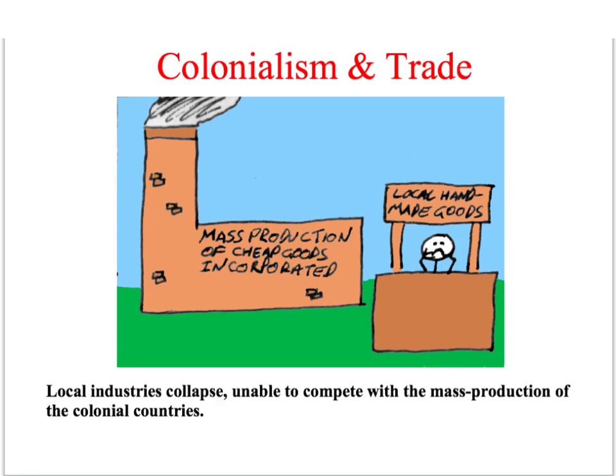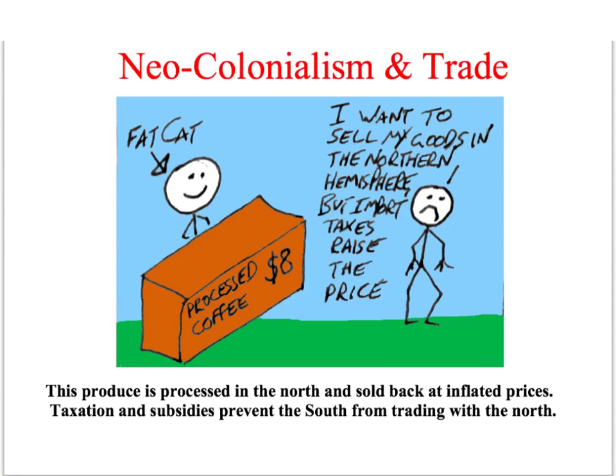For example, in India, the local cloth industry couldn't compete with the mass production of Britain's cotton mills. And this has led to a situation where poorer countries mainly export primary products, food, raw materials to the developed world, and then these primary products are processed and manufactured into commodities in the north and then sold back to the south, often at very high prices.